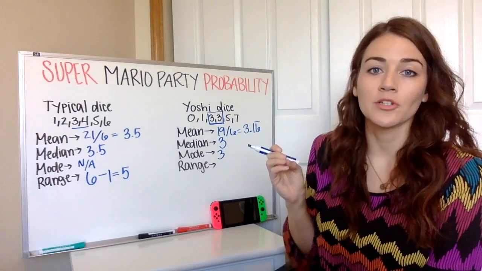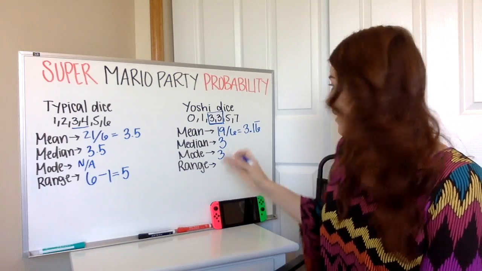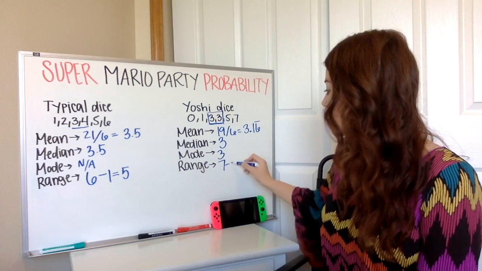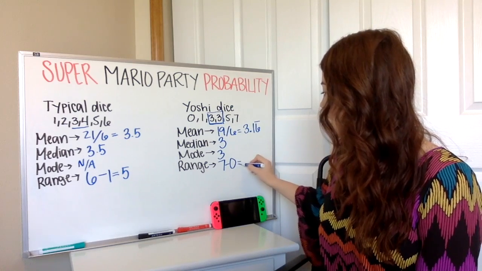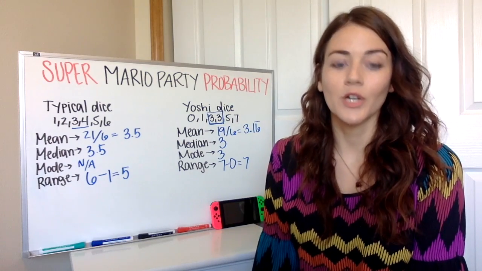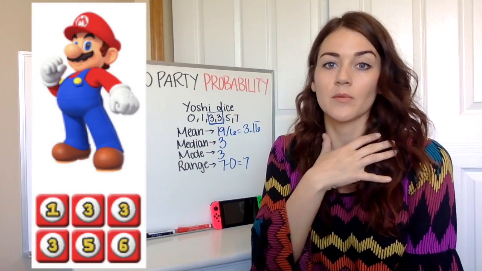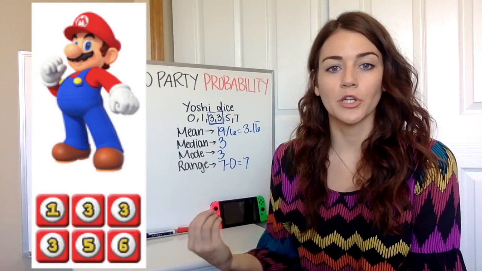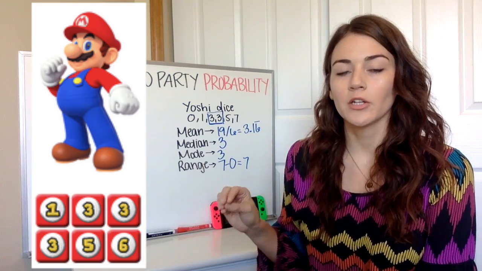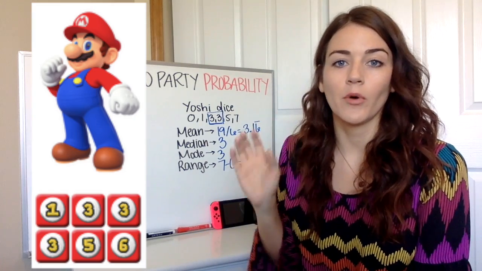And then our range, our reward minus our risk. The best possible outcome I could have is a 7. The worst possible outcome I could have is 0. So if we subtract those, we get a range of 7. I am going to now put Mario's dice on the screen. He, again, is pretty average. I would expect it to be pretty close to the typical dice. So I want you to pause here, try it on your own, and when you come back, I will have the answers up on the board.